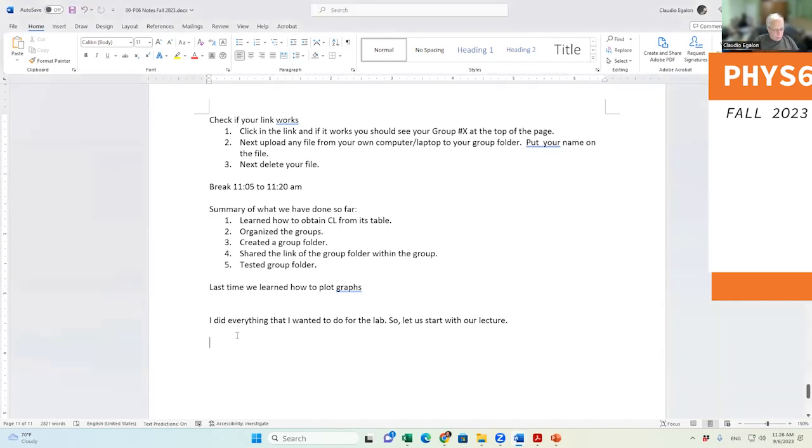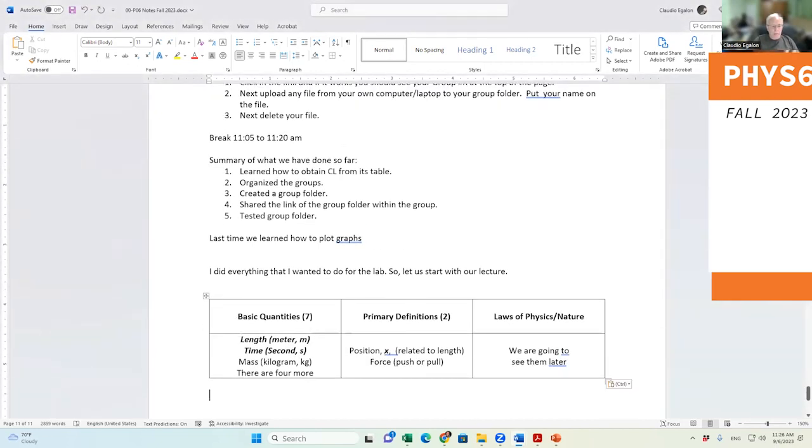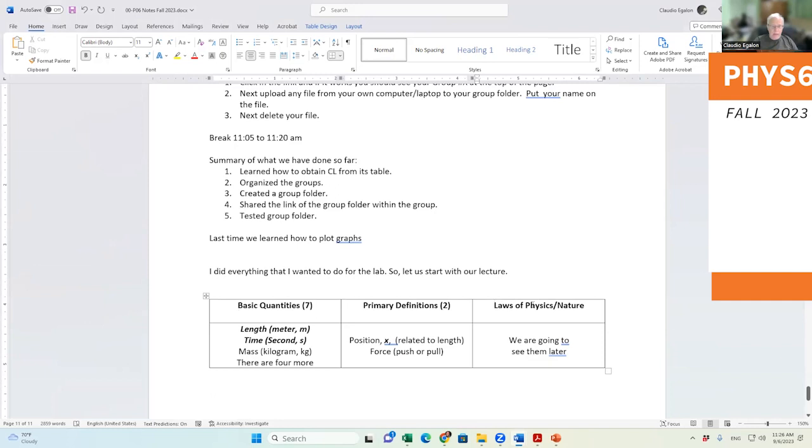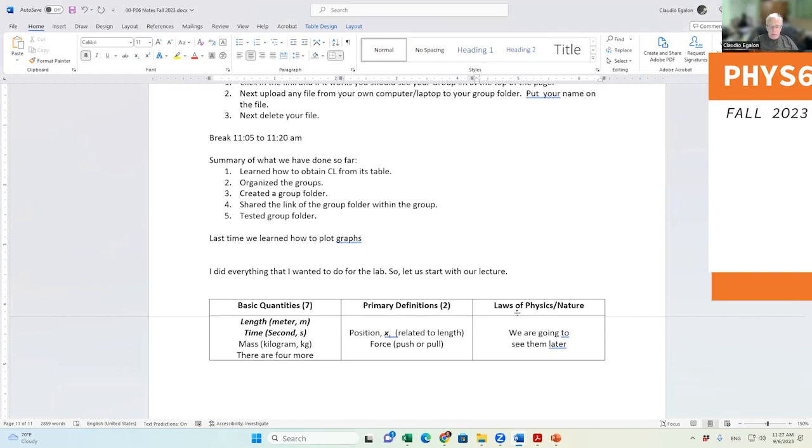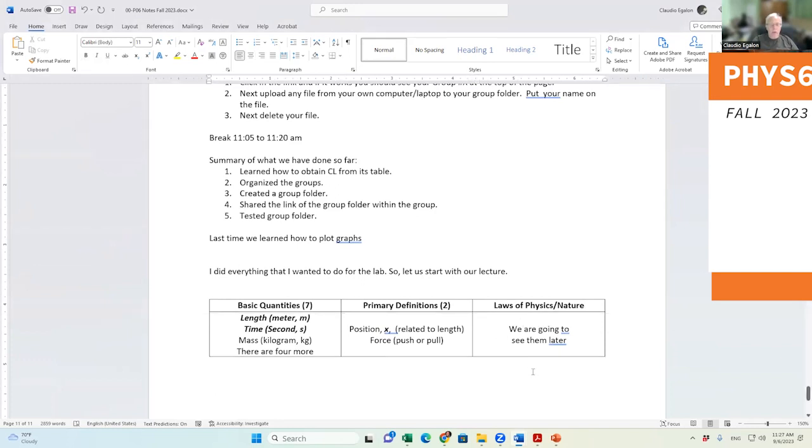The three core concepts are basic quantities, primary definitions, and the laws of nature. We haven't seen any laws of nature yet, but we have seen the basic quantities, which, by the way, is something that we already take for granted. It's something that we learned since we were a little kid, right? Length, time, and mass. But then there are 4 more.